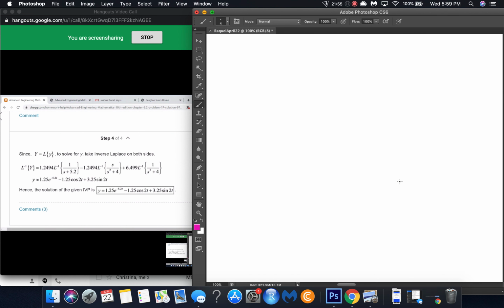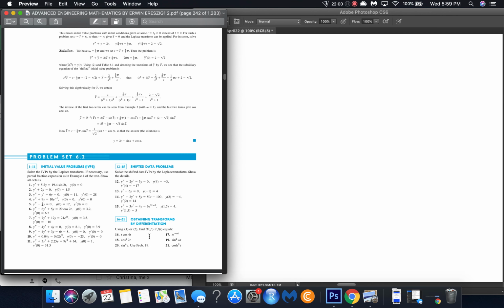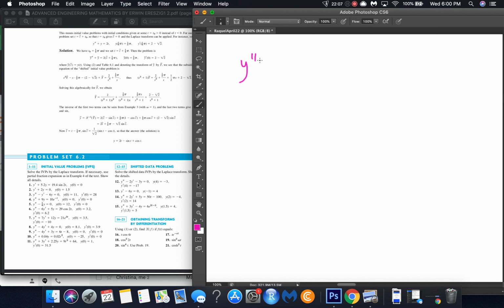Could we do number 7? Let's see. Number 7. It says y double prime plus 7y prime plus 12y equals 21 e to the 3t. y of 0 equals 3.5.